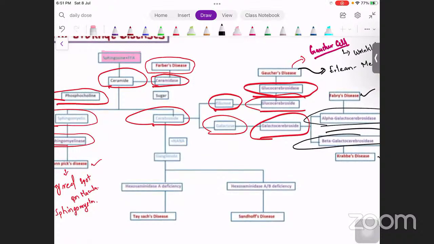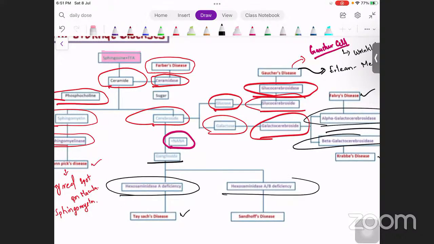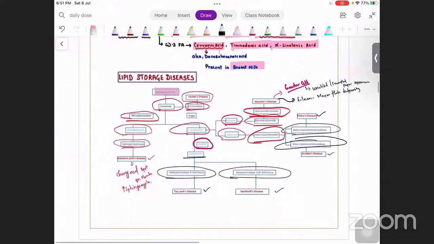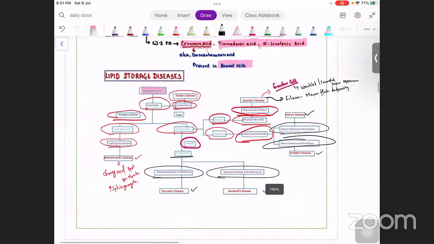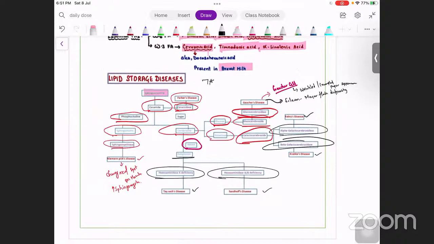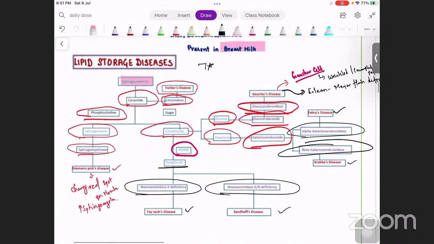Then you have this cerebroside along with the NANA. Along with the NANA, you get a ganglioside. And ganglioside is broken down by hexosaminidase enzyme. If it is a hexosaminidase A deficiency alone, you get Tay-Sachs. A and B deficiency, you get Sandhoff's disease. Quite a very important MCQ. This whole page is kind of a 7-star rated topic, people. You should not miss it.